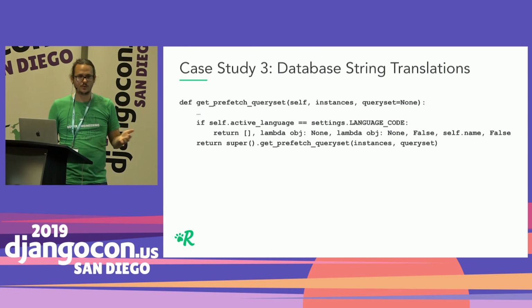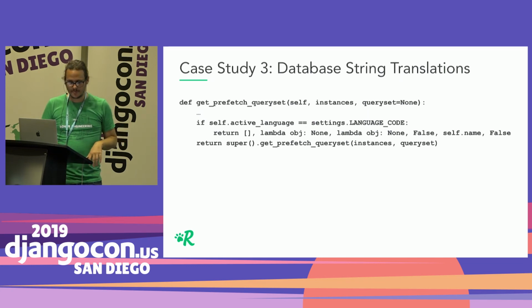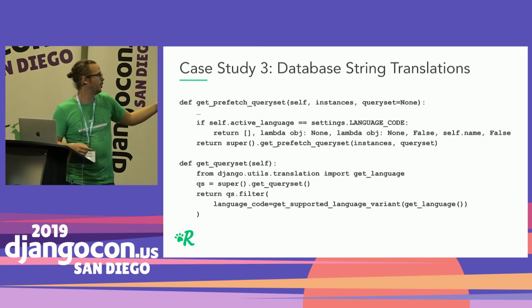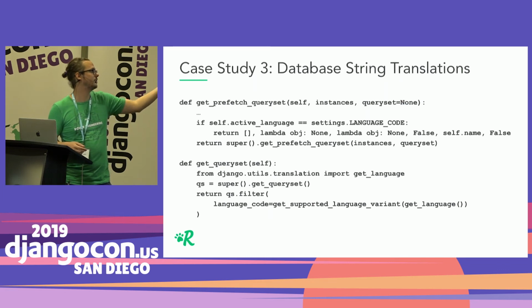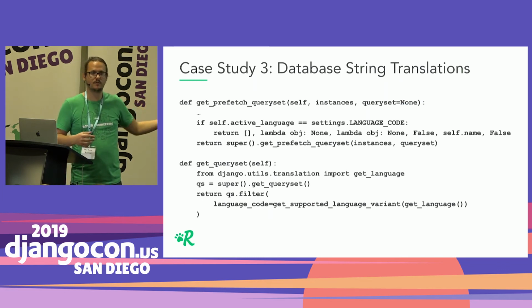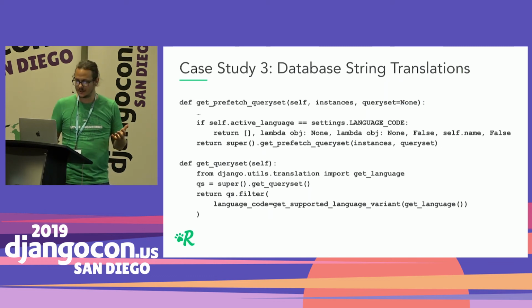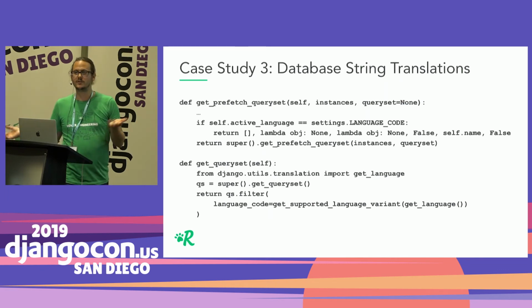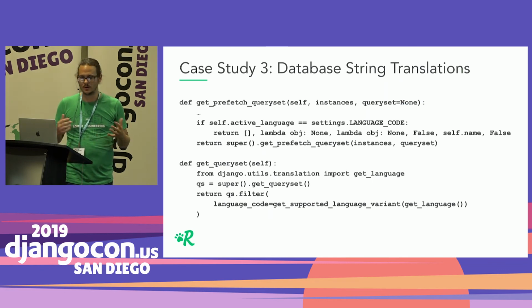In this case, we can prefetch the active translations, but Django won't do any database queries. We don't have to go to the database and come back. Then for that manager, we get the query set and filter it by the active language during the request-response cycle. So we're able to transparently get field translations without a whole lot of extra work and extra queries.